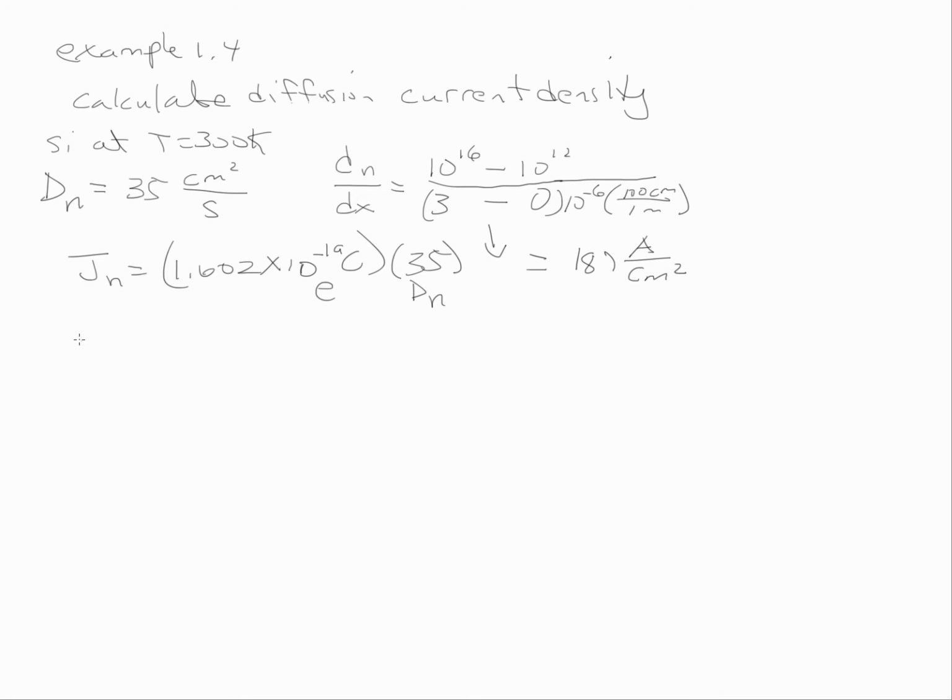And we're ignoring Jp because we're assuming, because of the doping, that this is much, much less than Jn. And so we're not even going to bother to calculate what Jp is. Because your total current density, I'll call it J total, is going to be Jp plus Jn. But we're assuming that this is just so small it's pointless to calculate.